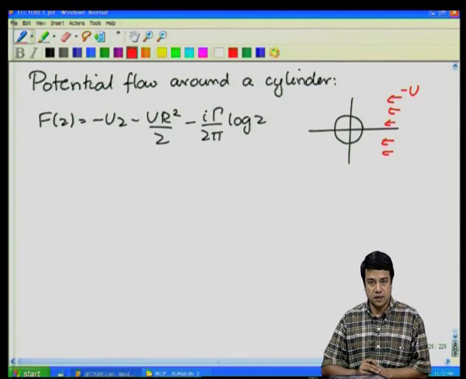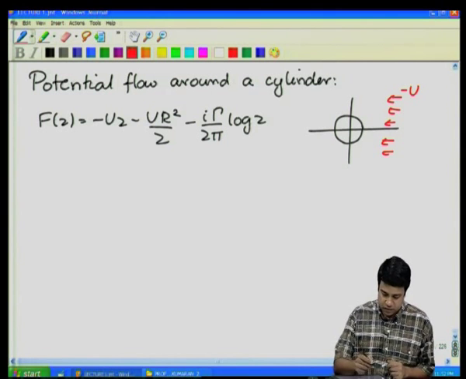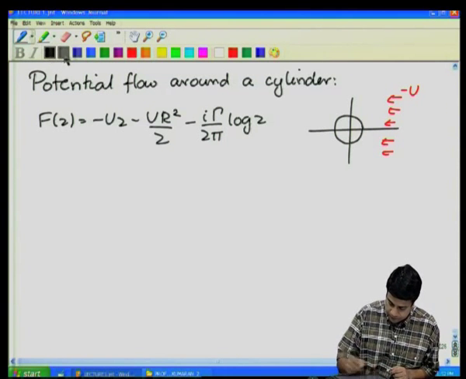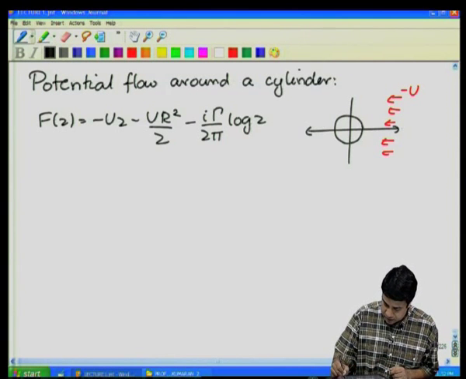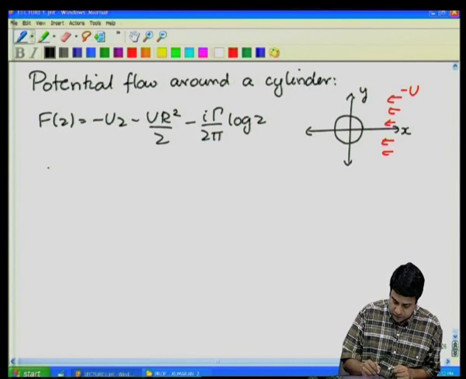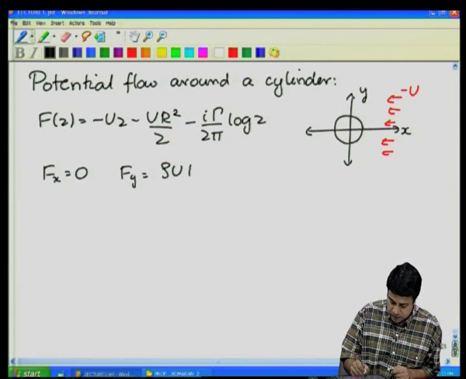And for this particular case, I had got the relations for the net force. This is x and this is y. I had got the relations for the net force as F x, the drag force, is equal to 0, and F y is equal to rho u times gamma.